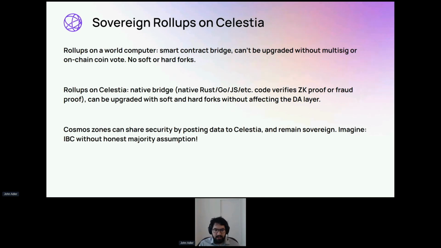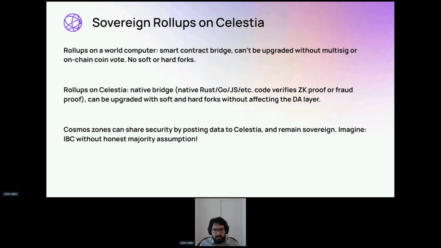You can have a native bridge where the logic to verify a zero knowledge proof, or the logic to do a fraud proof, for instance, is done natively. You have native Rust code, Go code, whatever you use to code your node, and that is the thing that adjudicates. That is the thing that verifies that the execution was done correctly. And you can upgrade these rollups with soft and hard forks without affecting the data availability layer. So this is where the notion of sovereignty comes in. This ability to hard fork without requiring permission, without requiring plutocracy, where users can go, just the node runners can go, overrule rich whales. They can overrule them and do whatever they want to the chain.